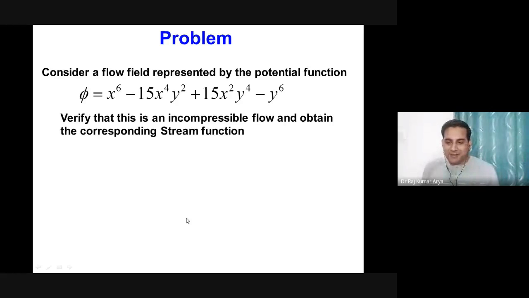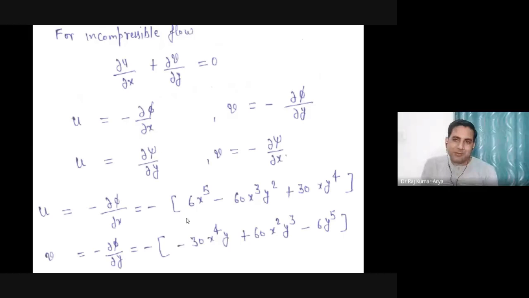So, we were here. I hope some of you might have solved it. For incompressible flow, you have to check your continuity. Continuity for 2D flow in the xy plane is del u upon del x plus del v upon del y, equal to 0. For that you need u. So u in terms of phi is minus del phi upon del x, and v is minus del phi upon del y.